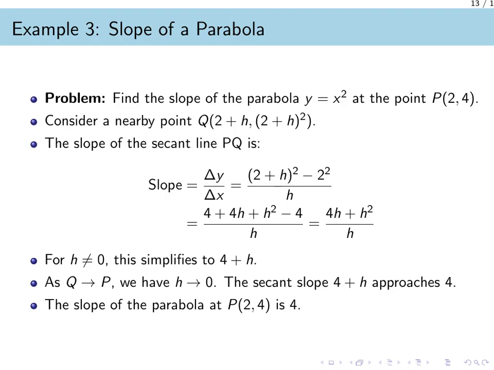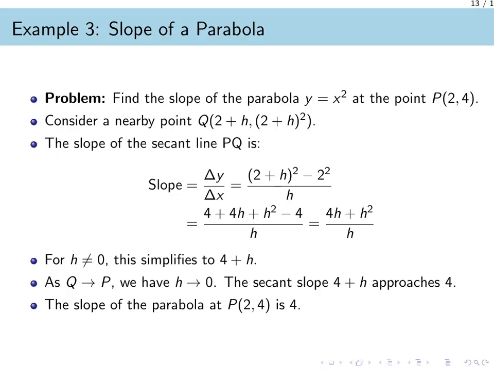Let us make this concrete by finding the slope of the parabola y equals x squared at the specific point P with coordinates 2, 4. To do this, I will pick a nearby point Q, whose x-coordinate is a small distance h away from 2.